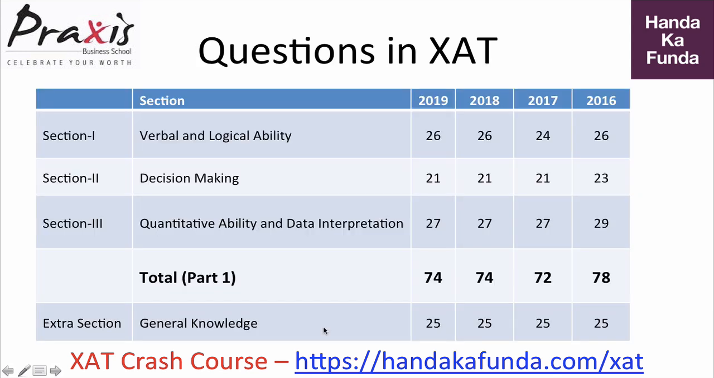What about the number of questions in XAT? Well, it has remained more or less stable for the last few years. The time has also remained close to 3 hours over the last few years. The number of questions in XAT is lesser than CAT if you think about it, because in 3 hours you are supposed to do 78, 72, 74 or 74 questions, which is roughly 75 questions in 3 hours. Well, not really 3 hours, 165 minutes, because the last 15 minutes would be for GK.